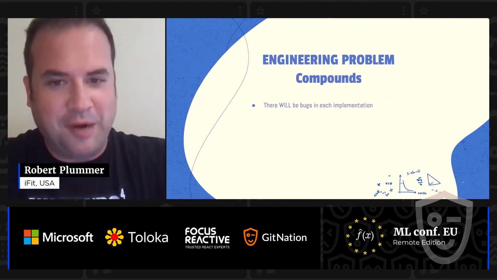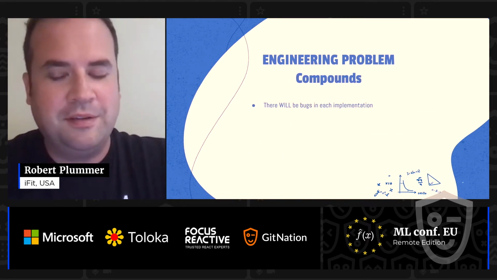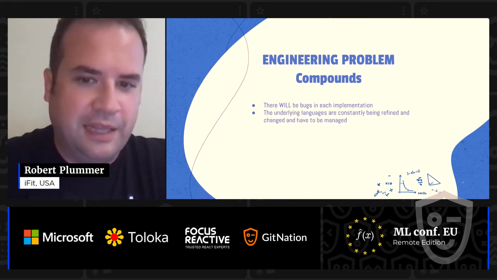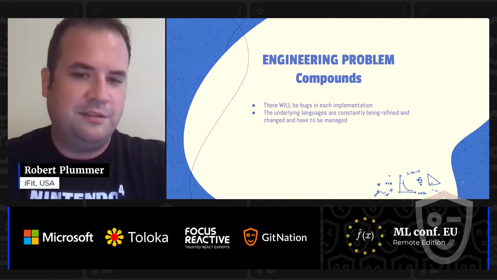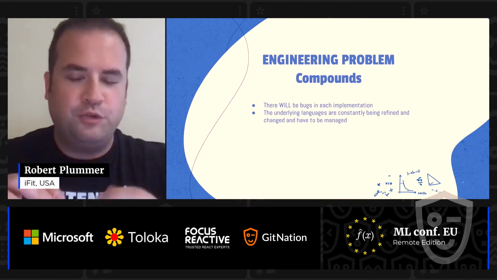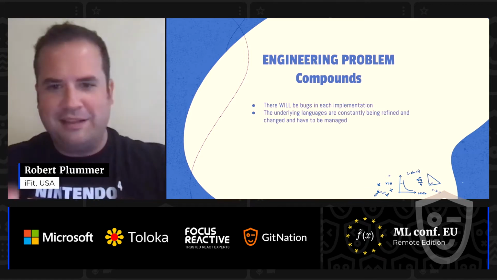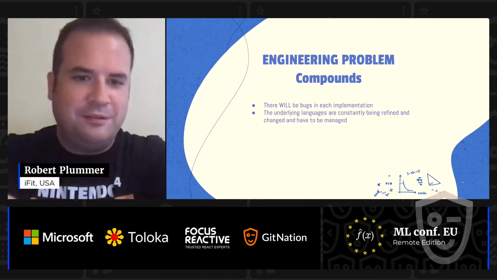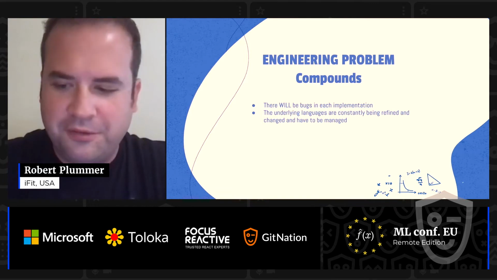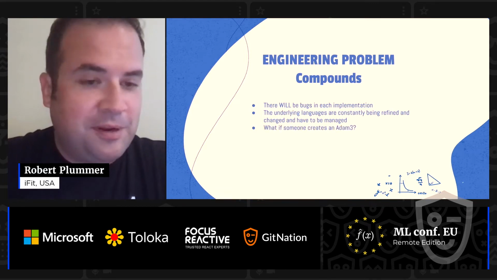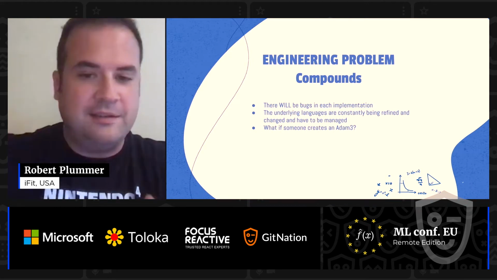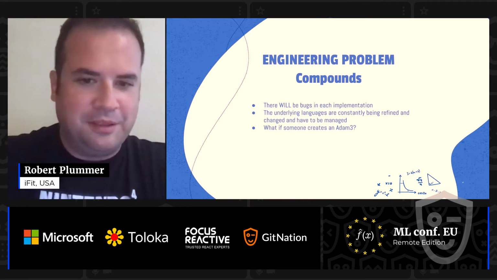And that problem compounds because of those bugs. You have to fix them. The underlying languages are constantly being refined and changed, right? And they have to be managed. And to add that in that Adam function, you have to go into those languages and actually alter them. And then what if somebody creates Adam 3? What does that do to Adam 2? Did they extend Adam 2 with Adam 3?